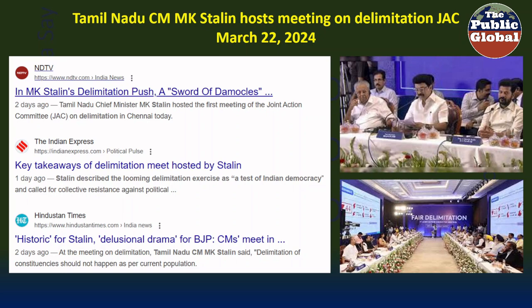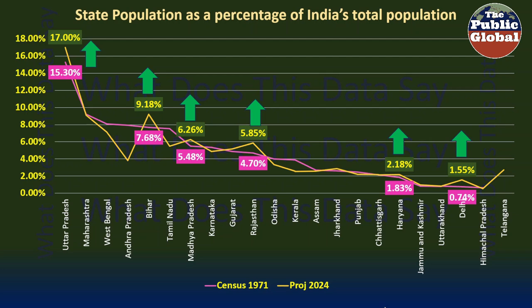A recent meeting, which was called by Chief Minister M.K. Stalin to discuss this issue, was held in Chennai on 22nd March. This meeting was attended by all the southern state representatives, Chief Minister Revanth Reddy, Jagan Mohan Reddy, D.K. Shivakumar, and Pinarayi Vijayan attended this meeting. And apart from the southern states, Bhagwant Singh Mann also attended this meeting. And the fear of the southern states is not unfounded.